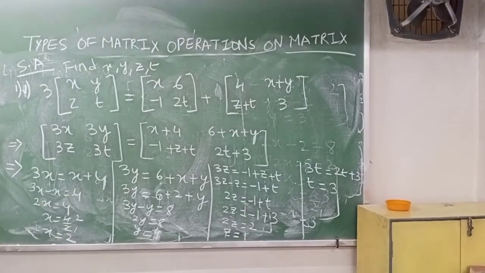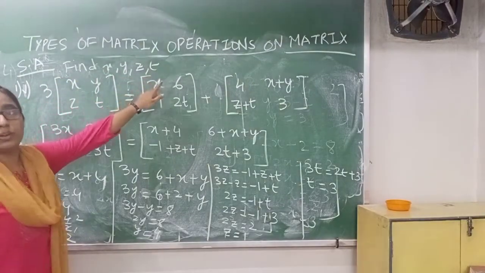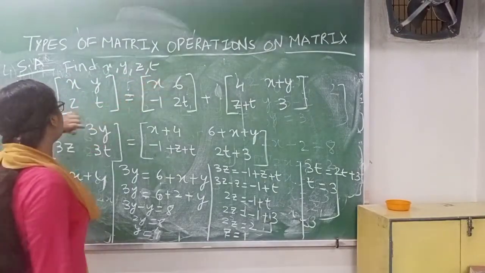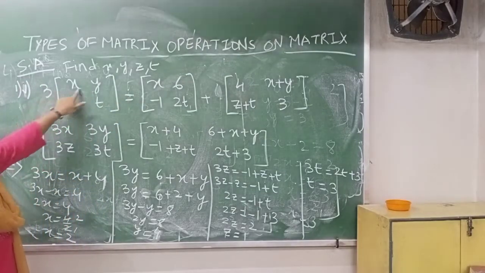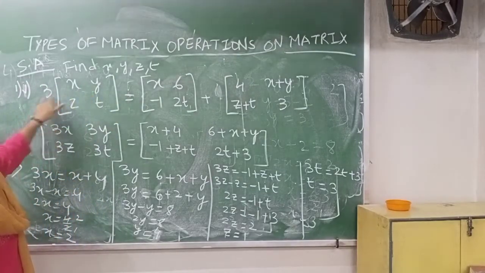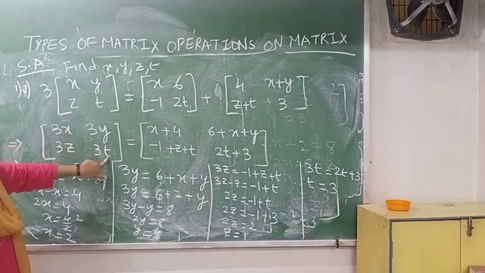Now class, I am doing a short answer question: find x, y, z and t. You have to find the values of x, y, z and t. Okay, so what you will do, first you will write the question and this 3 will multiply with all, 3 into x, 3x, 3 into y, 3y, 3 into z, 3z, 3 into t, 3t.